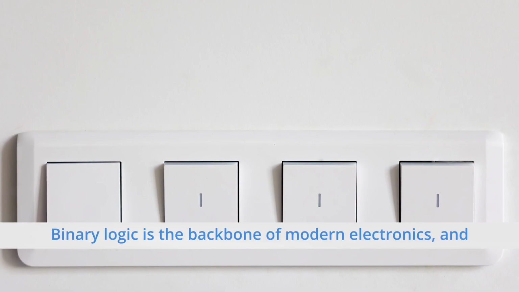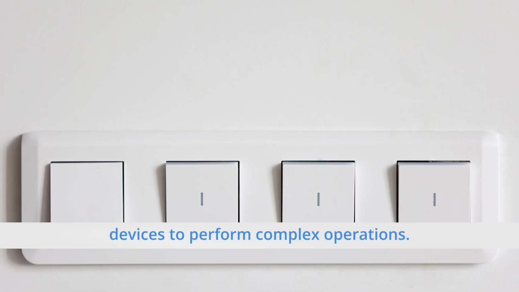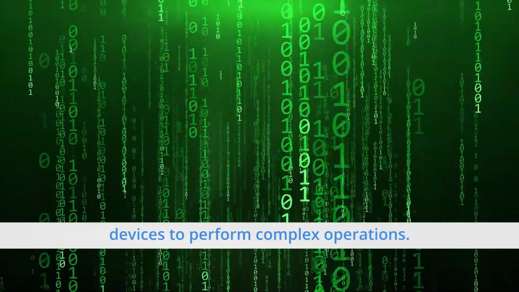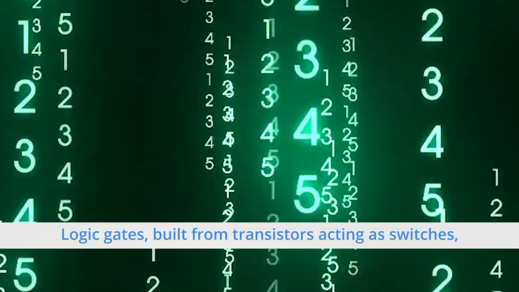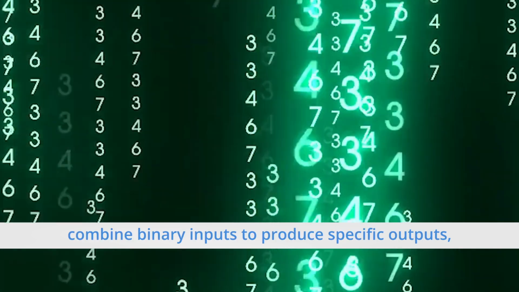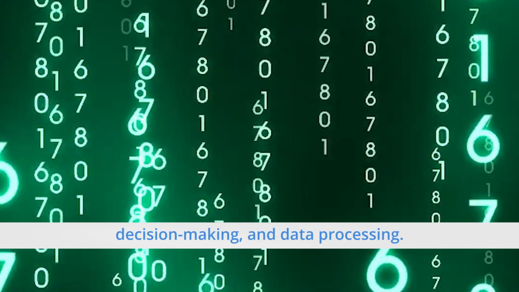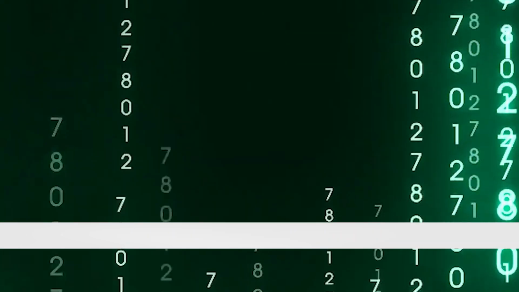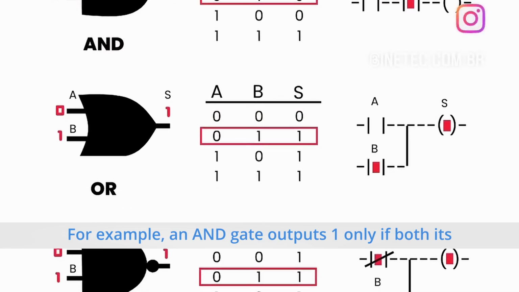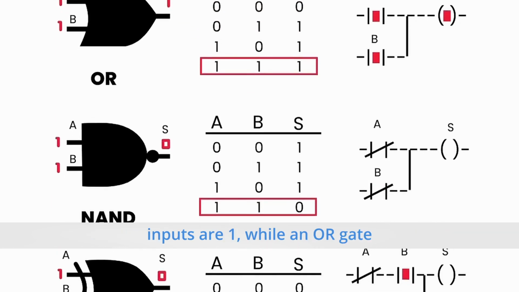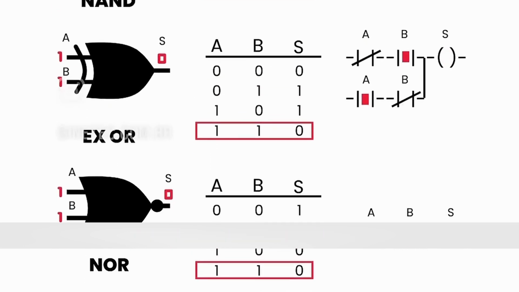Binary logic is the backbone of modern electronics, and the 1s and 0s from switches allow devices to perform complex operations. Logic gates, built from transistors acting as switches, combine binary inputs to produce specific outputs, enabling calculations, decision-making, and data processing. For example, an AND gate outputs 1 only if both its inputs are 1, while an OR gate outputs 1 if at least one input is 1.